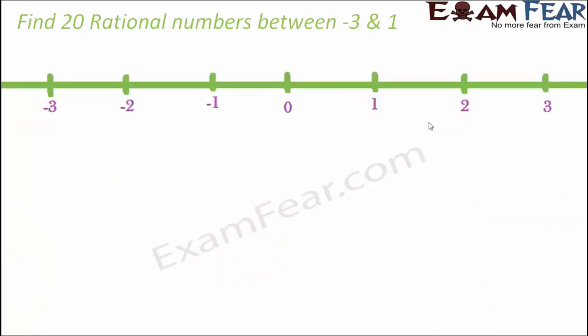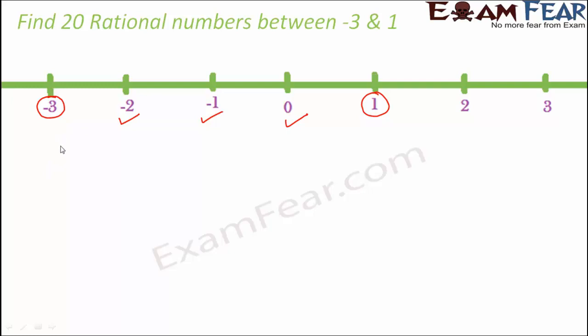Now let us try this exercise. Find 20 rational numbers between minus 3 and 1. So we have minus 3 here and we have 1 here. In between these, we have to find 20 rational numbers. So how do we do that? Some very commonly seen rational numbers between these are minus 2, minus 1, 0, because these are also rational numbers. So we already found 3 and we have to find a total of 20.